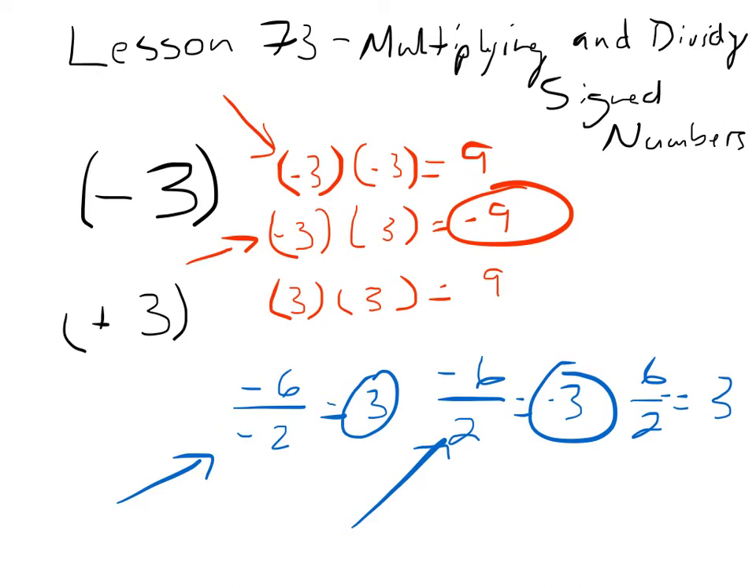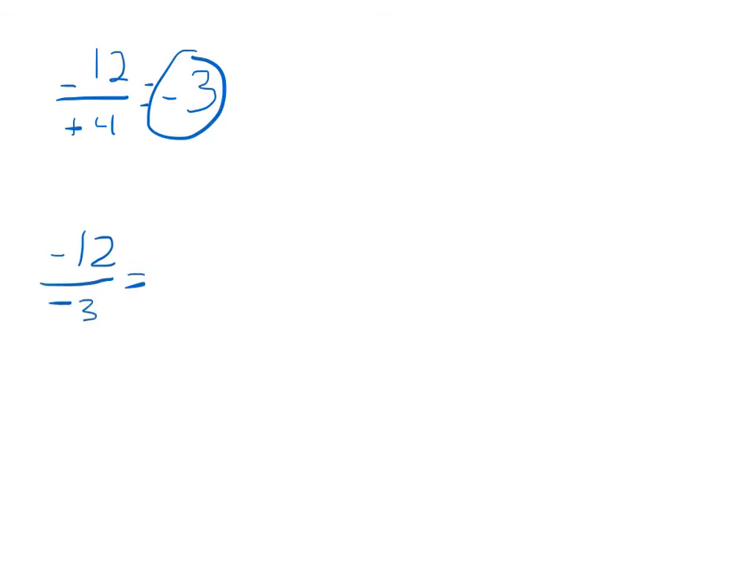So let's do some examples. We've got a -12 over a +4. 12 divided by 4 is 3, and then I have one negative, so I need a negative answer there. For B, I've got a -12 over a -3. 12 divided by 3 is 4, and two negatives will equal a positive.